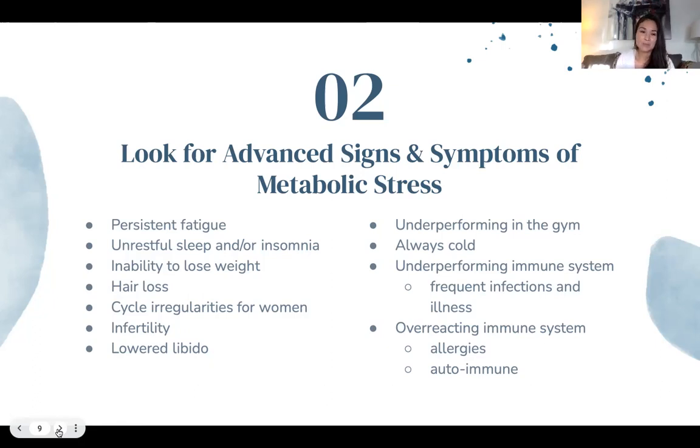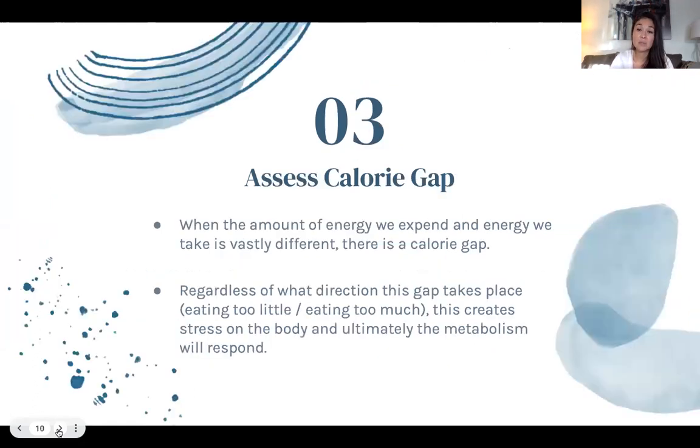Okay, so this is the second way that we would go ahead and assess where our metabolism is. The last way we're going to look at is assessing the calorie gap. What's interesting about this is that it can go in two directions. We can see this happen when we undereat and our output is really high, or the opposite, when we overeat and our output is really low, right? So it's like the couch potato versus the overexerciser who undereats. They actually end up in the same place.